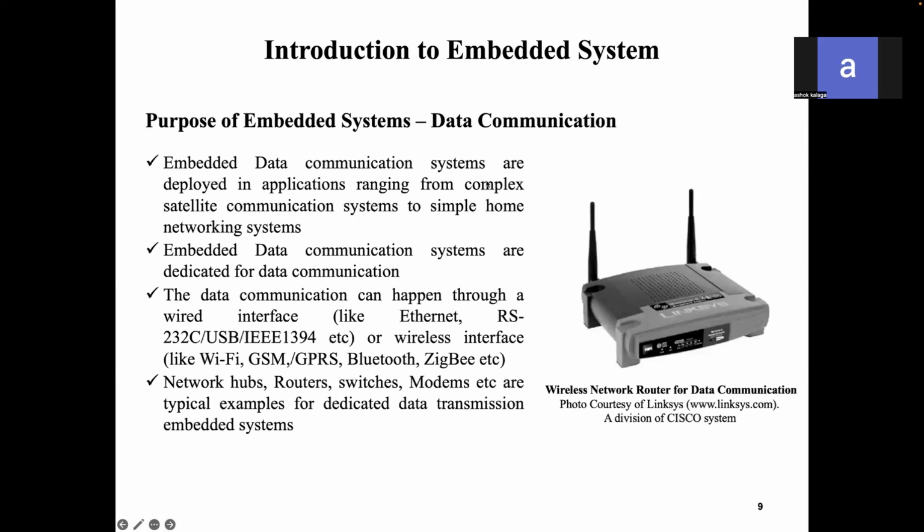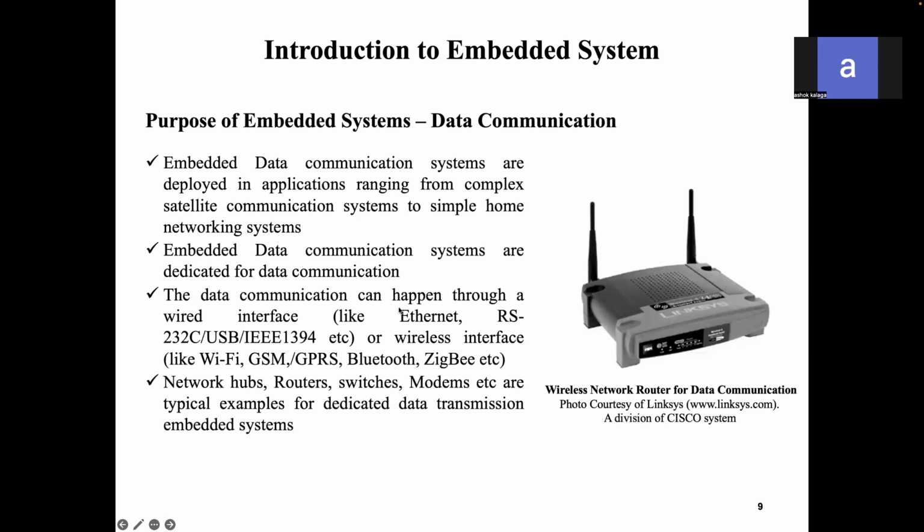Next, second one, the data communication. What we mean by data communication here is that communication is nothing but the transferring of data from one place to another place. So embedded data communication systems are deployed in applications ranging from complex satellite communication systems to simple home networking systems. So the embedded data communication systems are dedicated for data communication.